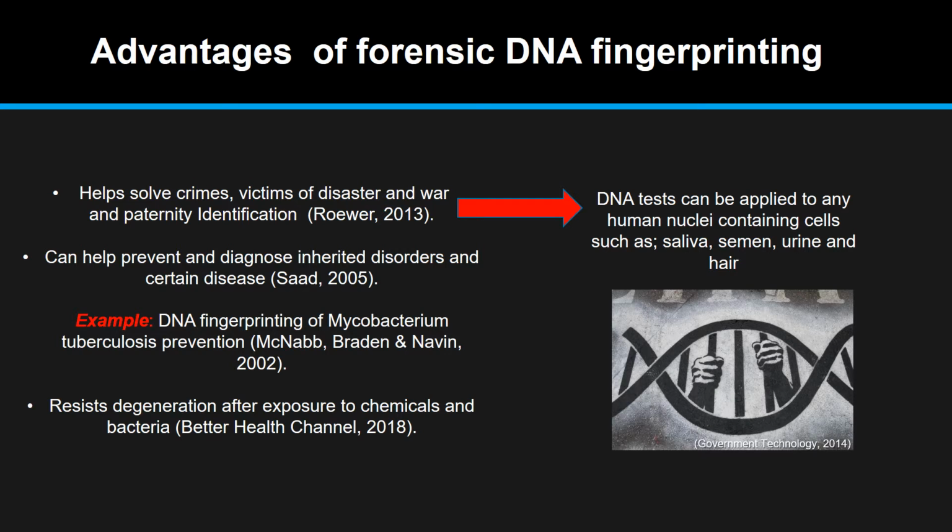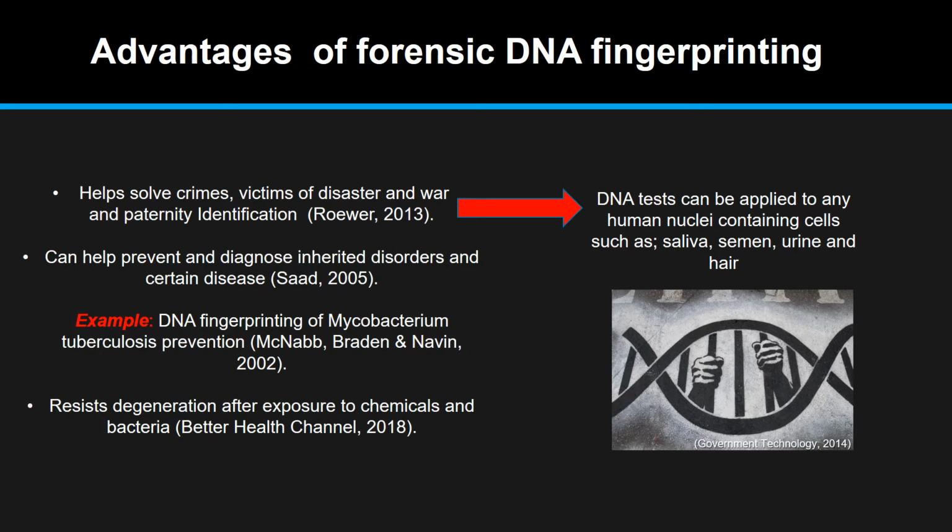Now I'll talk to you a little bit about the advantages, disadvantages, and the future applications of forensic DNA fingerprinting. A big advantage that we're all probably aware of is the fact that DNA fingerprints help to solve crimes. It can convict criminals, exonerate the wrongly accused, help victims of disasters and wars, as well as establish paternity in child support litigations and custody. It's practically the key to linking suspects to biological evidence.